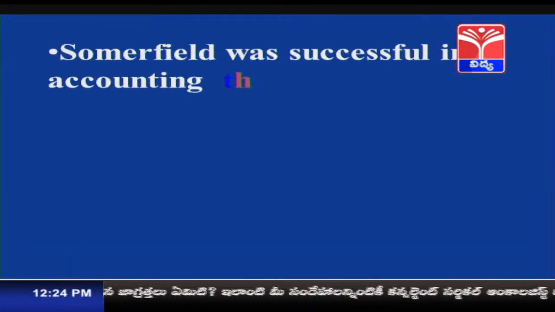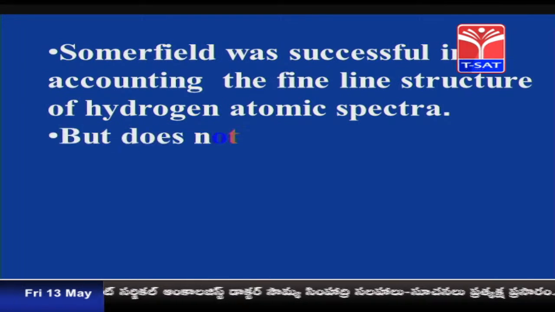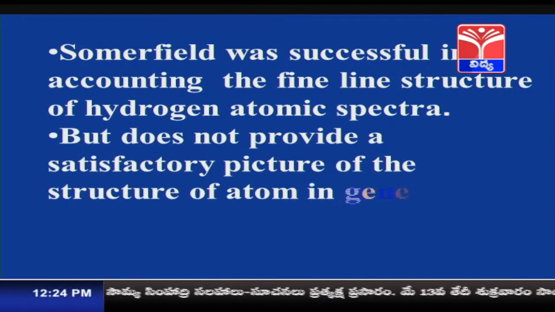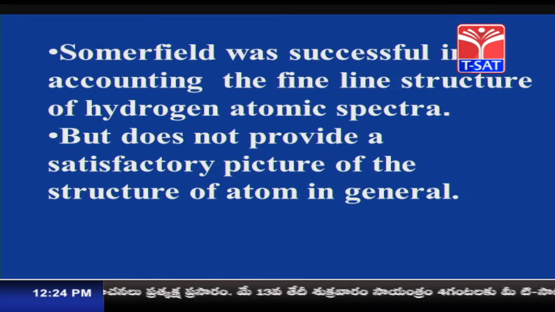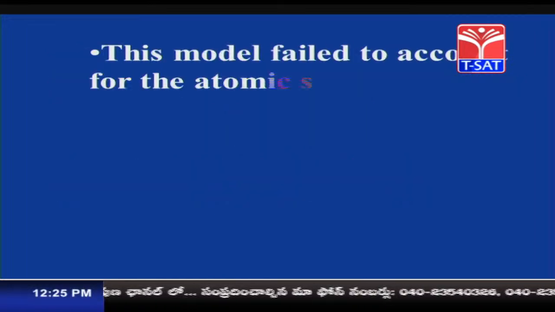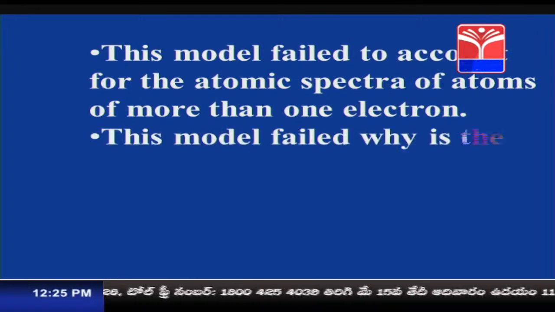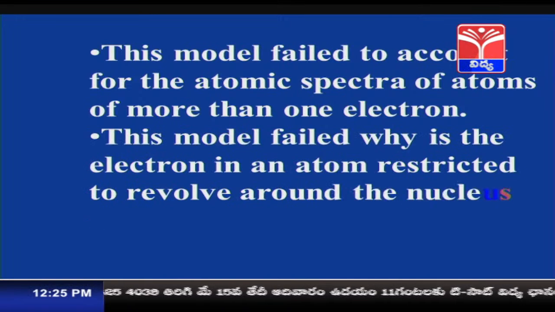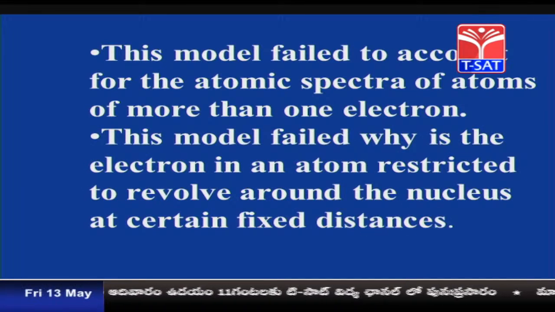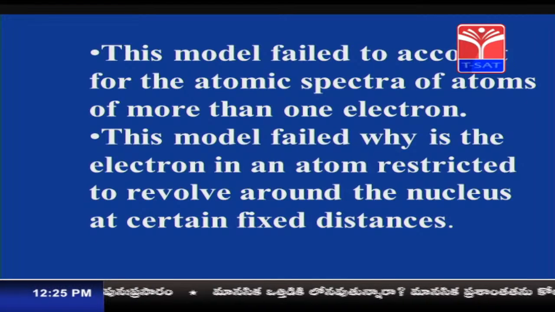Sommerfeld was successful in accounting for the fine structure of hydrogen atomic spectra, but does not provide a satisfactory picture of the structure of the atom in general. It means he could not apply the same concept for other atoms. This model failed to account for the atomic spectra of atoms of more than 1 electron. This model failed. Why is the electron in an atom restricted to revolve around the nucleus at certain fixed distances?